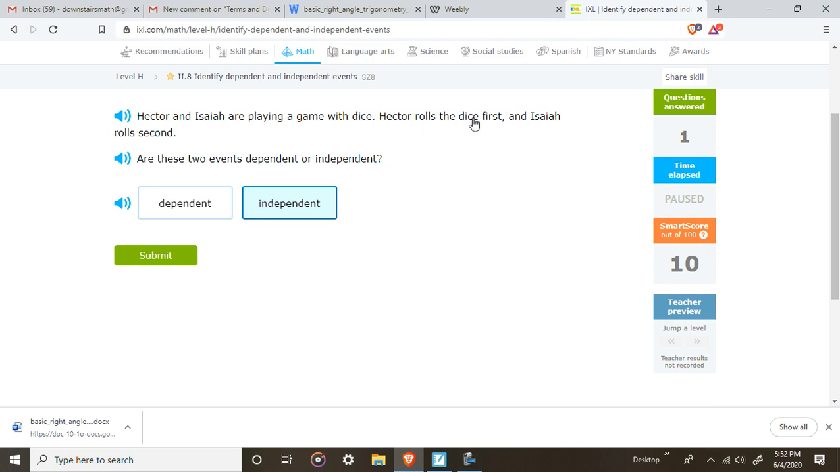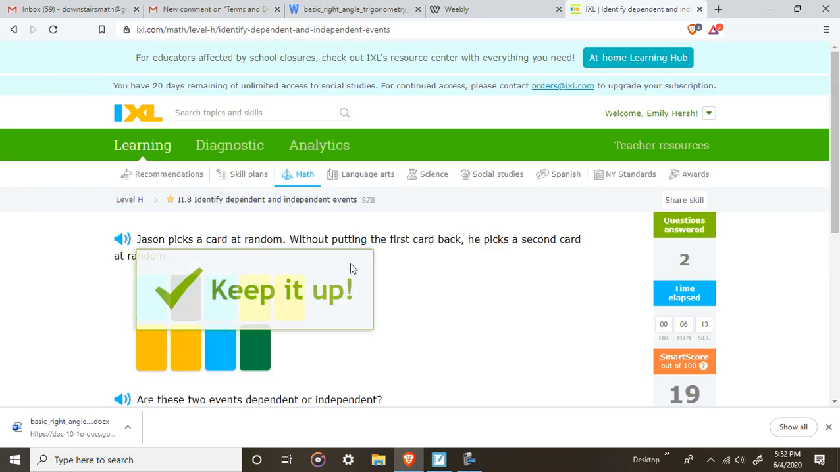What Hector rolls in the first dice doesn't matter. It doesn't impact at all what Isaiah rolls. Okay, so these are independent events, right?